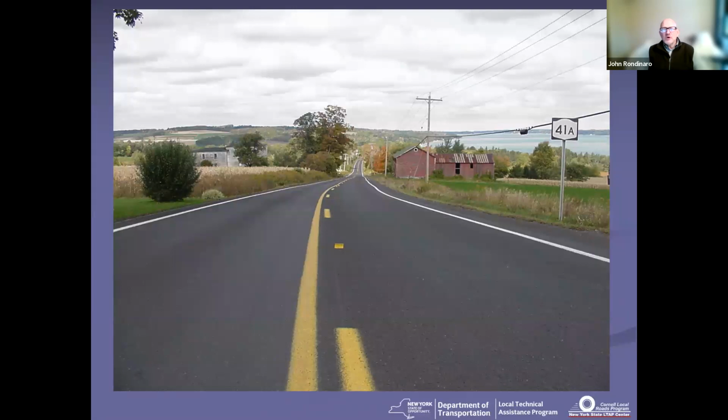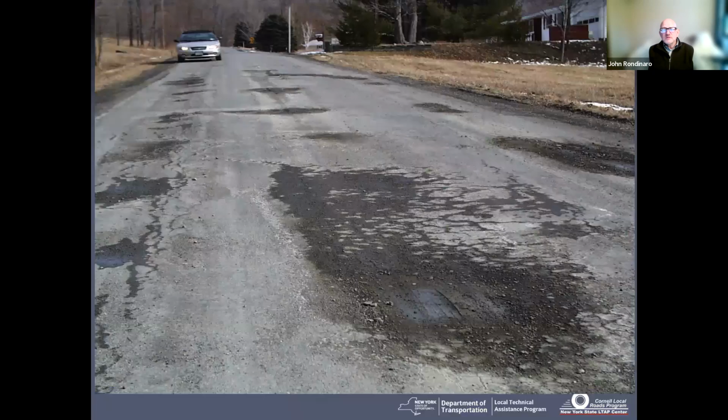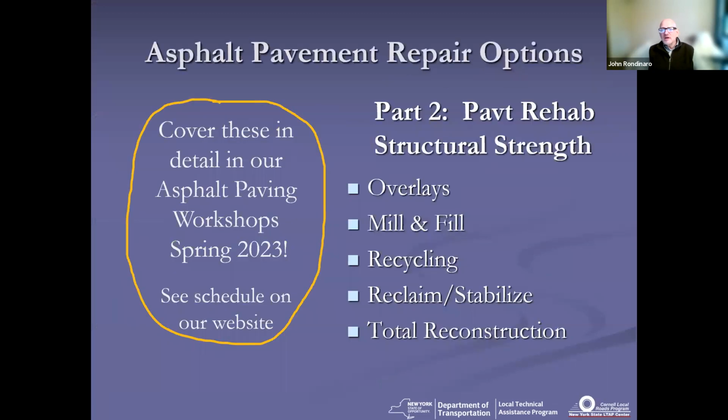So while you'd want all your pavements to look like this, that'd be the dream. Many more of our pavements look like this, or like this, or like this. And if you got a pavement that looks like this, it's going to need a lot of work. And so that's a nice segue into our deeper dive into our repair options. We'll touch briefly on all of them. Again, we're looking at everything from overlays, mill and fill, recycling, reclamation, stabilization, all the way to total reconstruction.